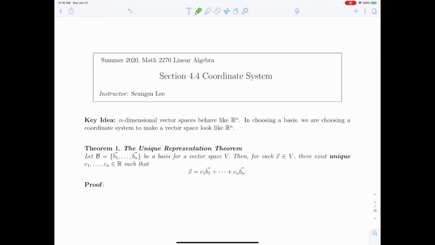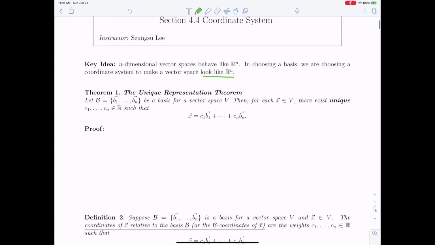So in this section, we're going to see more about the basis stuff. And more specifically, we're going to see that choosing a coordinate system makes a vector space look like Rn. So let's begin with theorem number 1, the unique representation theorem.